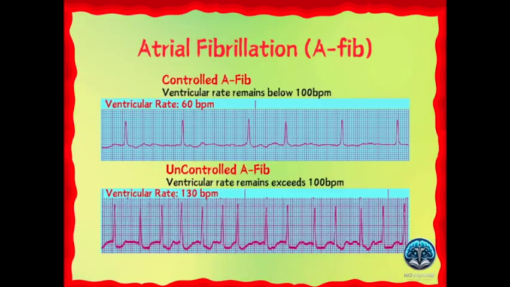In atrial fibrillation, when the ventricular rate remains below 100 beats per minute, it is referred to as controlled atrial fibrillation. In contrast, when the ventricular rate exceeds 100 beats per minute, it is termed uncontrolled atrial fibrillation. The rhythm is visually more irregular with lower ventricular rates and less irregular when the rate is faster.